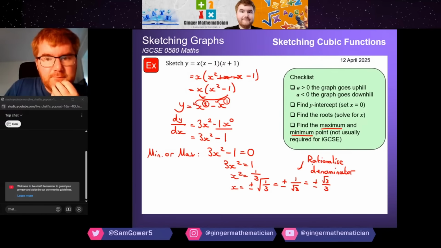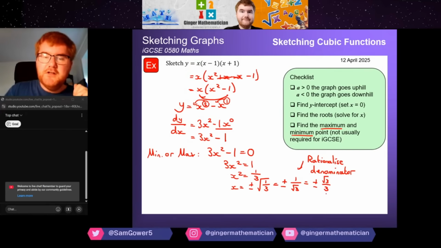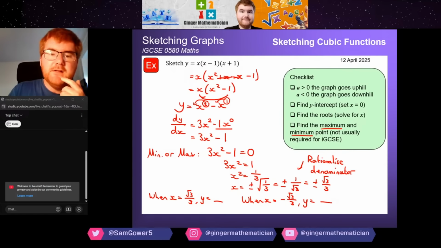Now, once I know the plus and minus √3/3, once I know those two answers, I can substitute that back into my function to work out the y coordinate. I'm not going to do that now, but if you wanted to work out the y value, we take plus √3/3, and then we can work out y, and then when x is minus √3/3, we can work out the y coordinate there. So notice we're going to have a maximum point and a minimum point.